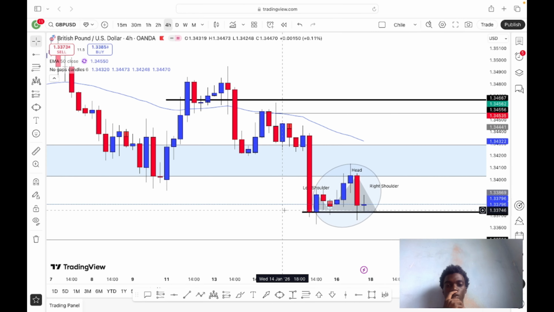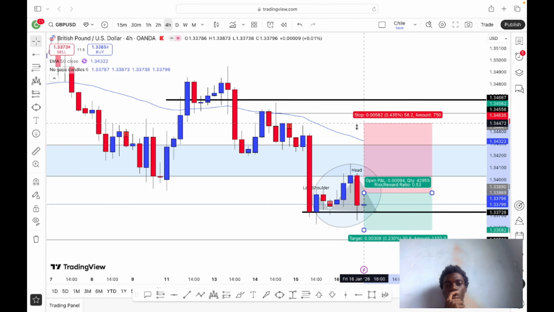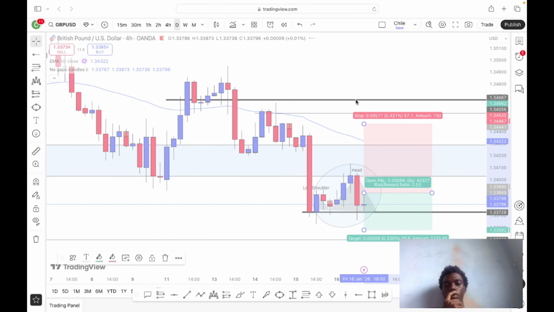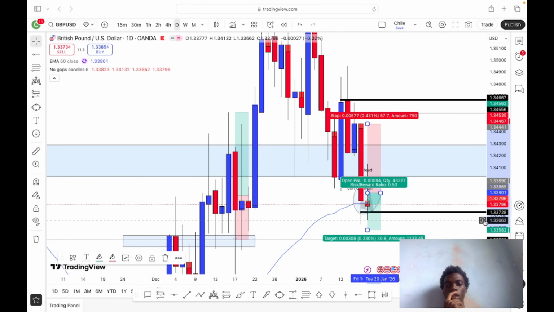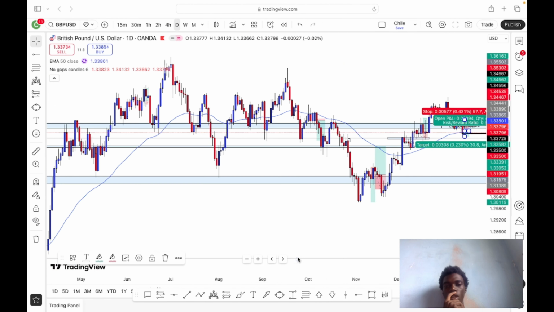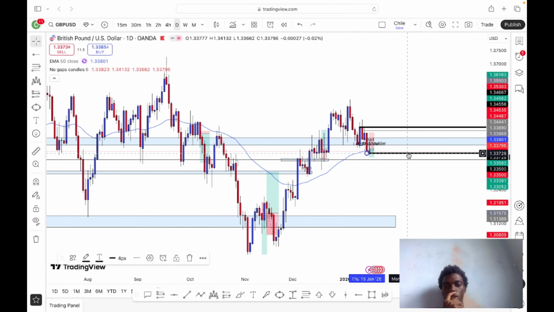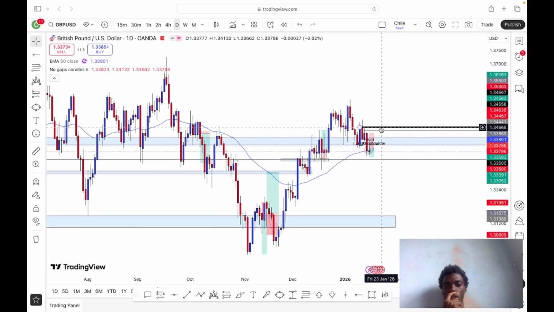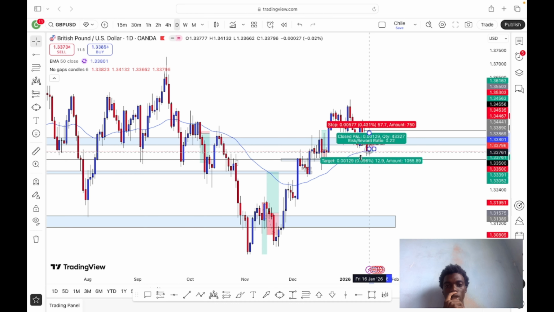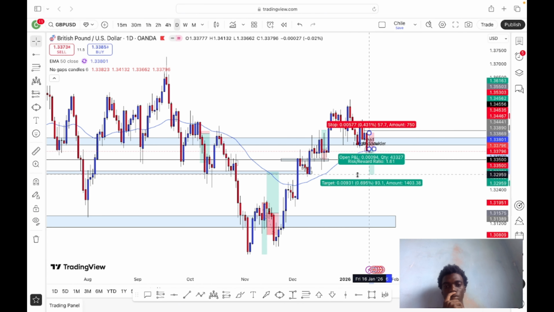So I can tell you I can take this trade just right here. My stop loss above that wick, and I target the next, I target like the next daily structure, maybe, which is right here. Okay, let me remove this. The chart looks dirty.